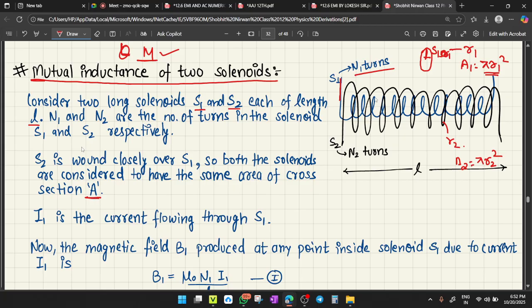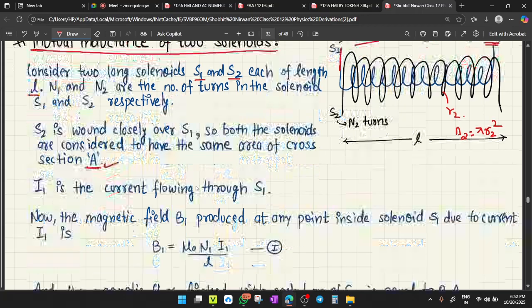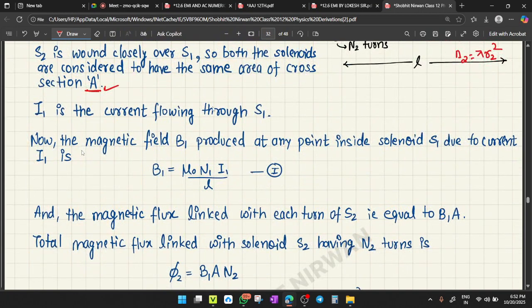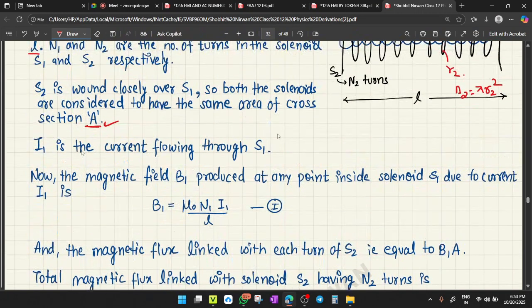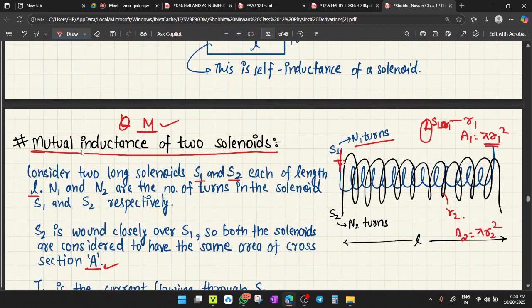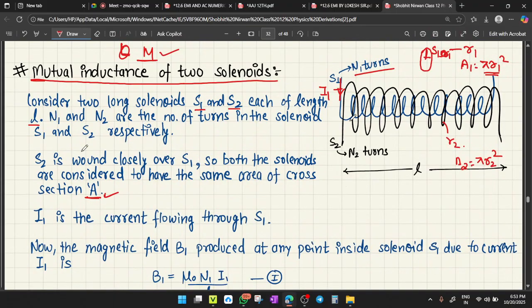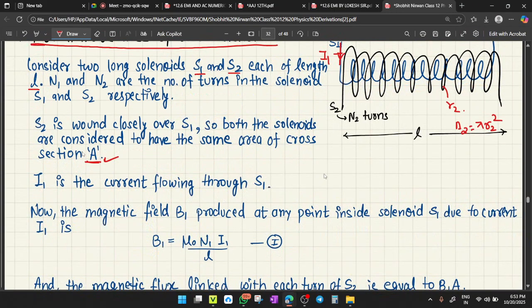Why? Because I will take the common area. Yes or no? And the overlapping area is equal to the smaller area. Clear or not? So the effective area will be A. They have the same cross section area. Okay. Now I1 is the current flowing through S1. Given the current I1 in the first coil, obviously flux will be created and that flux will be linked with the second coil.